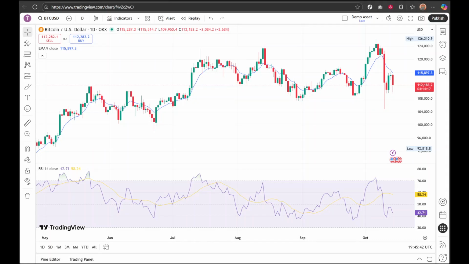In today's video, I'm going to teach you how to draw support and resistance on TradingView. By the end, you'll have a clear, repeatable way to place levels that help you see where price tends to bounce or stall. Start by opening TradingView and pulling up the chart of the asset you want to analyze.